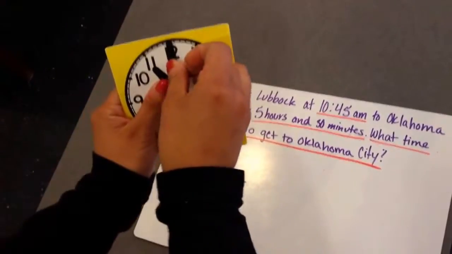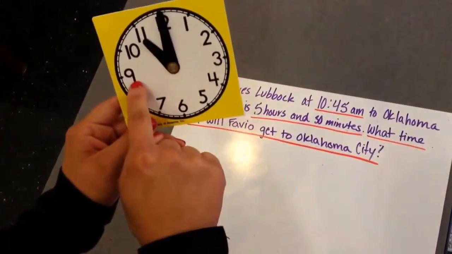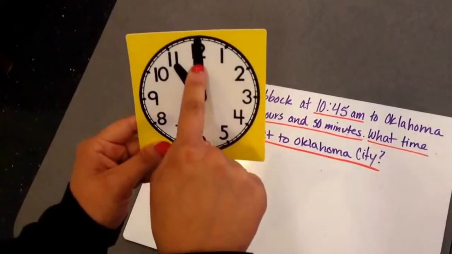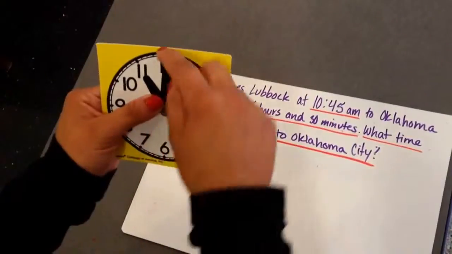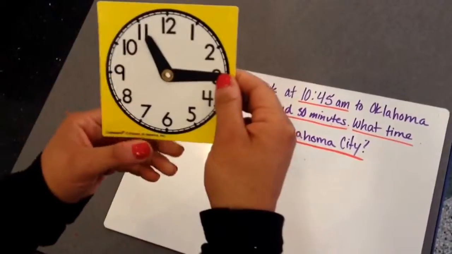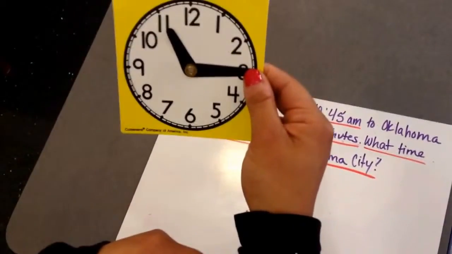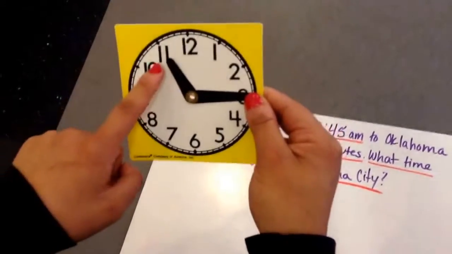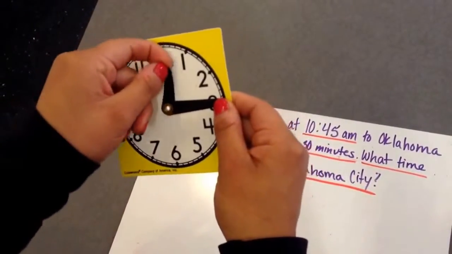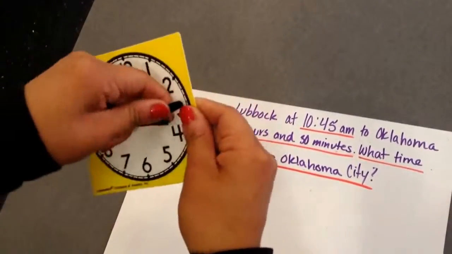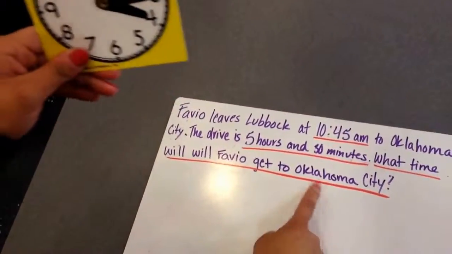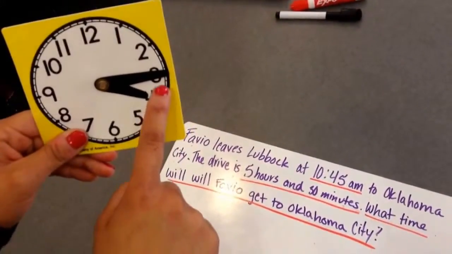minutes is 11, sorry. After the 9, that's at 10:45, right here, we have 15 minutes till it's 11 o'clock. Okay, so it's 11 o'clock, and then we add 15 more minutes. That's 30 minutes that we have shown on the analog clock. Okay, so it is now 11:15. But if we do 5 hours now, we'll count 1, 2, 3, 4, and 5. So now the time that Fabio gets to Oklahoma City is at 4:15.